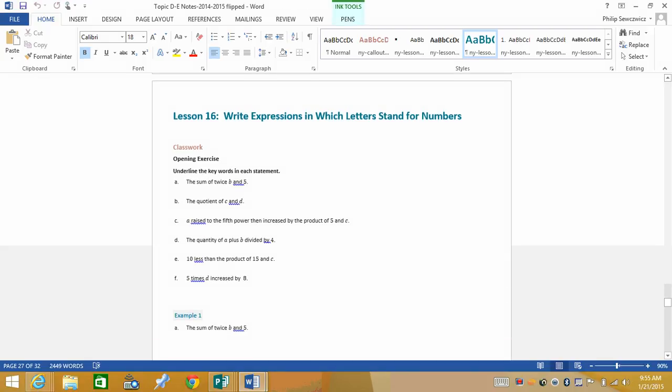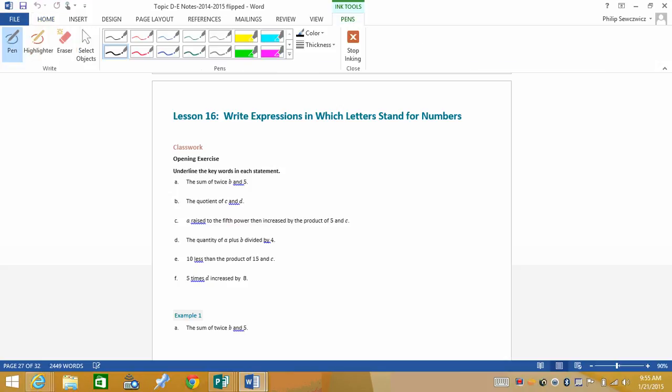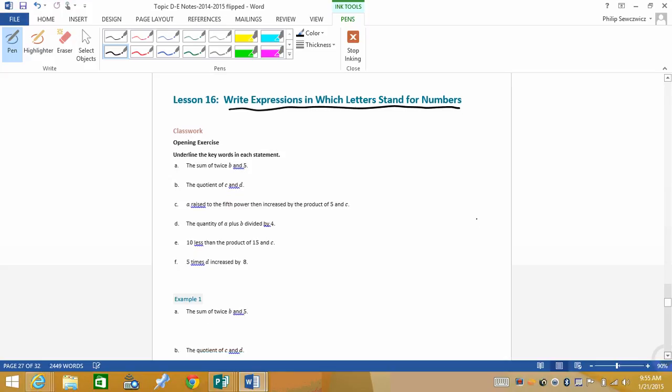All right, so today we are in lesson 16, and it's not to say we're repetitive. We keep on adding little wrinkles into this, but we always keep going back to the basics over and over again. So, lesson 16, write expressions in which letters stand for numbers. Now, what we are doing in lesson 16 is breaking it up into 2 days. So for today, again, we're just going to be sticking with all the different writing out the expressions.